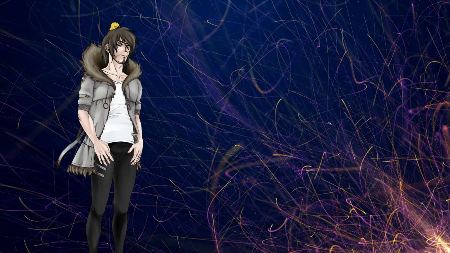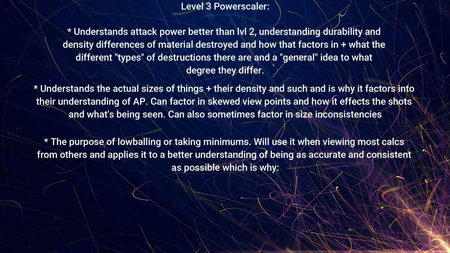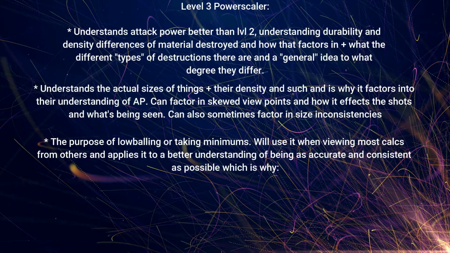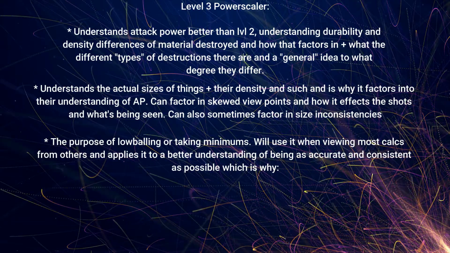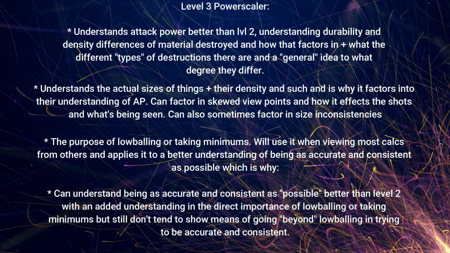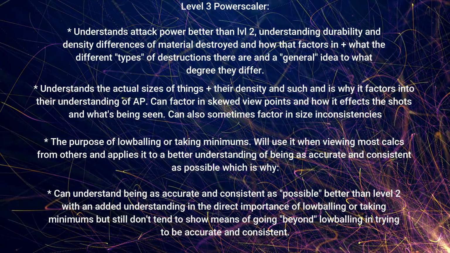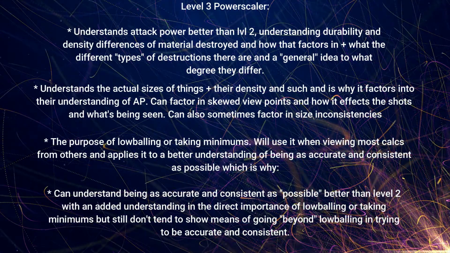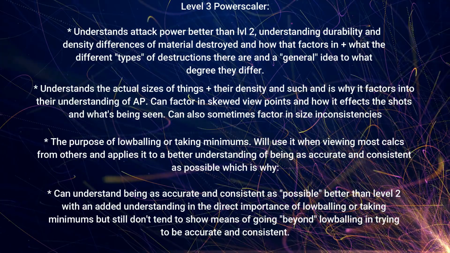Now, moving on from that, the purpose of lowballing or taking minimums will be understood. They will be able to use it when viewing most calcs from others, and apply it to a better understanding of being as accurate and consistent as possible. Which is why, going on to the last point, they can understand being as accurate and consistent as possible better than level 2, with an added understanding of the direct importance of lowballing or taking minimums, but they still don't tend to show means of going beyond lowballing and trying to be as accurate and consistent.